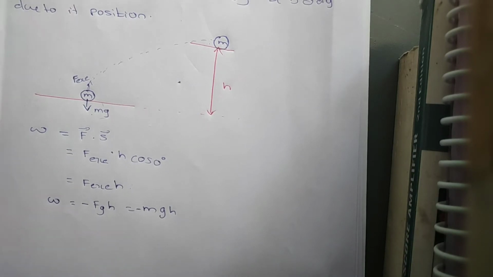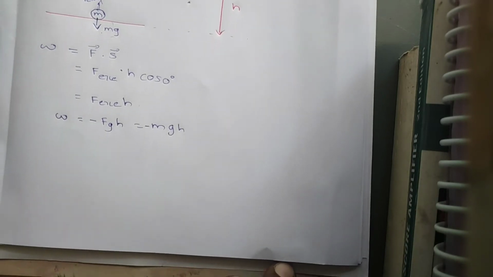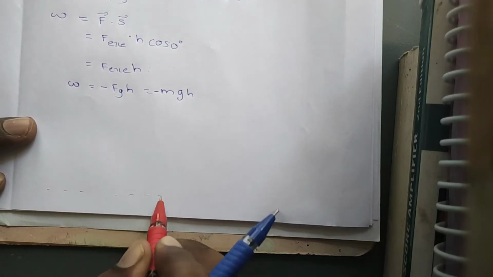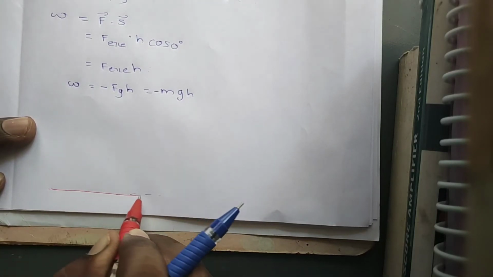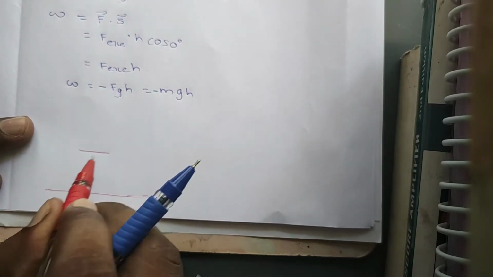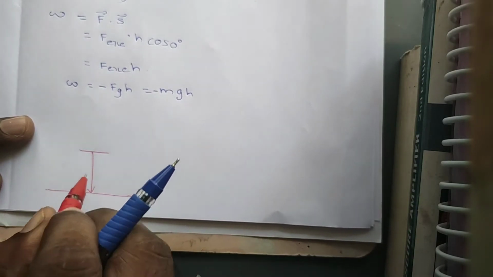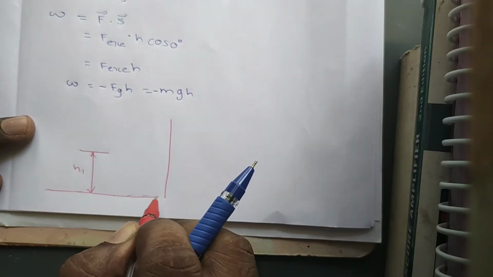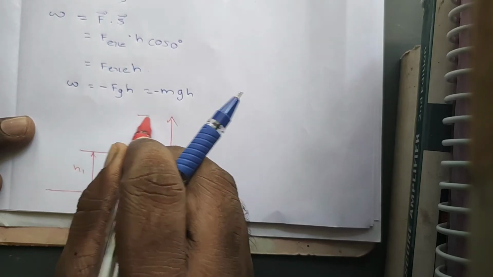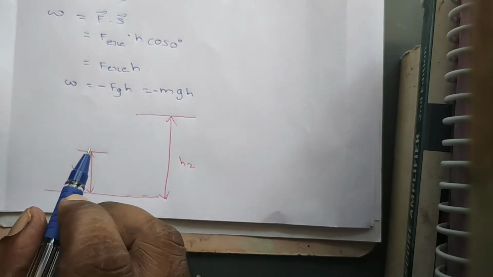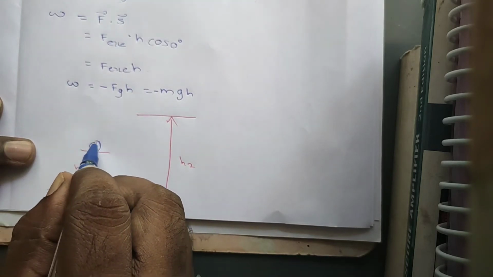More clearly, I will take another situation. I consider this is the surface of the earth. There is a point here, which is h1 height from the surface, and there is another point, which is h2 distant from the surface. So here I have an object.